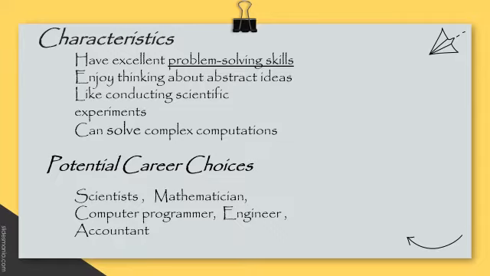They enjoy thinking about abstract ideas. They like conducting scientific experiments, and they can solve complex computations. Those people can be scientists, mathematicians. They can also be a computer programmer, an engineer, and an accountant.